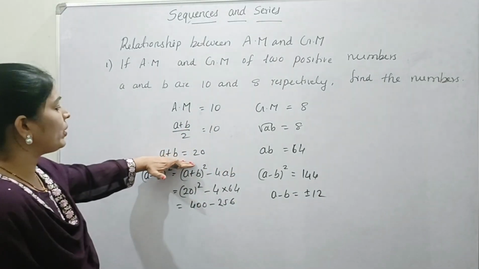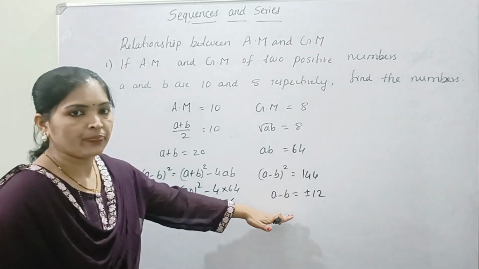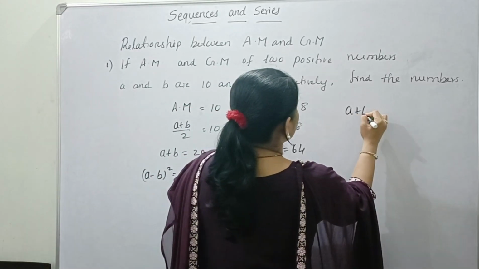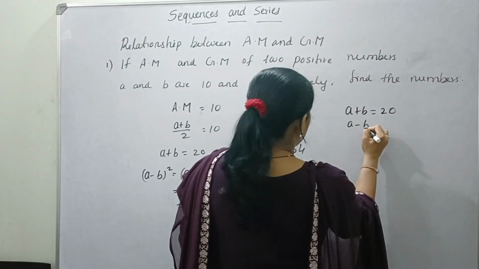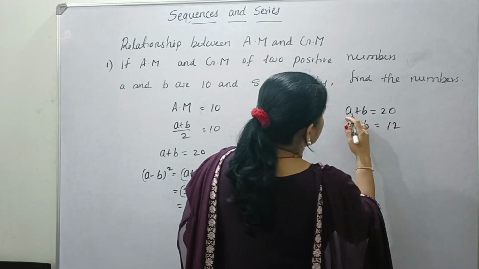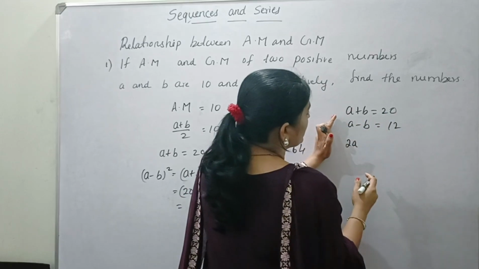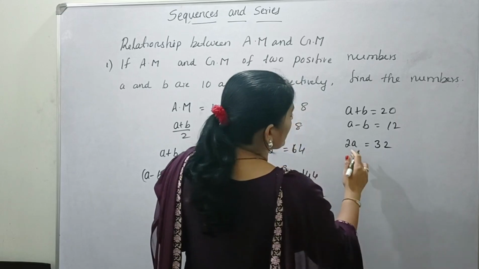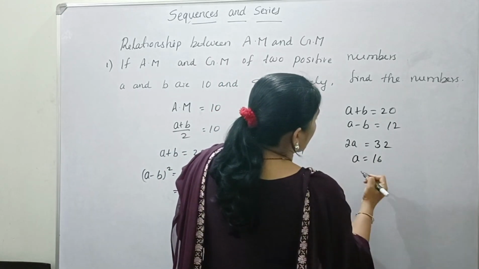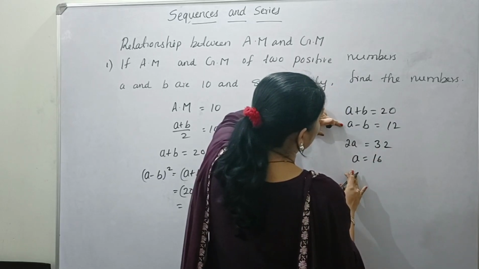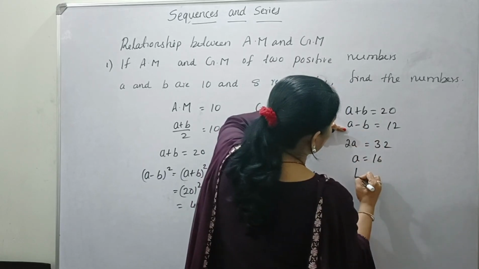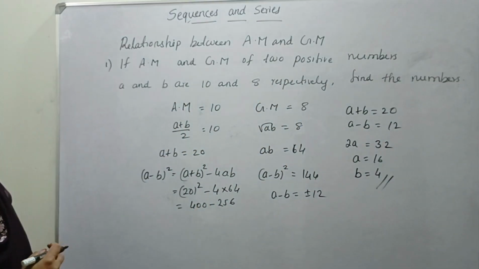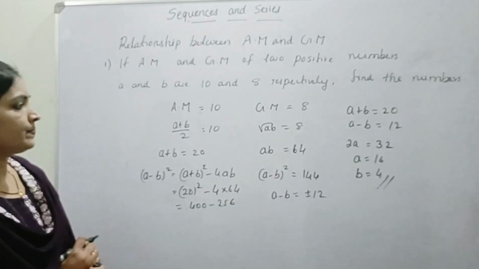Now we have A plus B and A minus B, and from these two equations we will get A and B. A plus B is equal to 20 and A minus B is equal to 12. By adding these two equations, B cancels, so 2A is equal to 32. So A is equal to 16, and substituting here, B will be 16 minus 4... that is, B is equal to 4. A is equal to 16 and B is equal to 4.